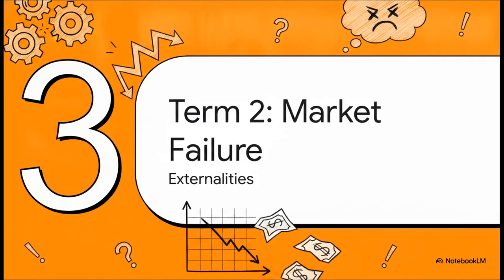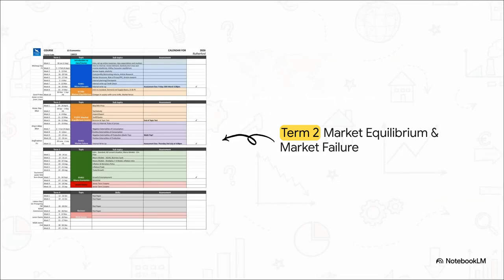Which brings us to Section 3, Term 2, Market Failure, When Things Go Wrong. Okay, this is where we get into the real friction of economics. What happens when those beautiful, perfect models don't quite work out in reality? Looking at the actual course calendar for Term 2, you can see it's neatly split. The first half continues with market equilibrium, and then we take a sharp left turn right into studying market failure.